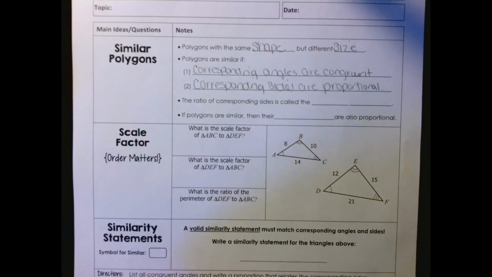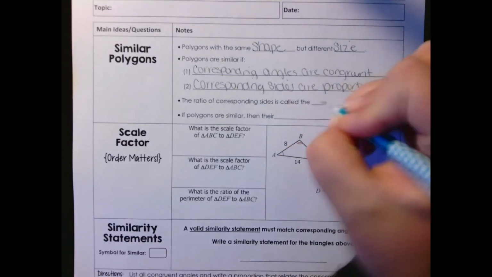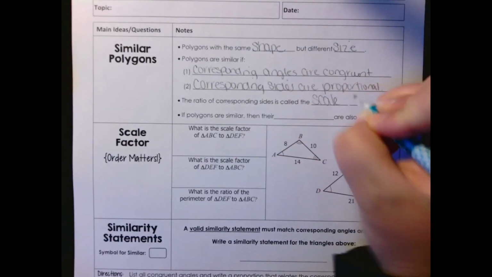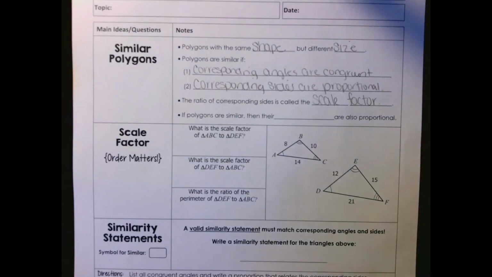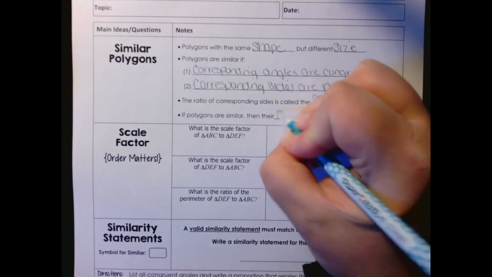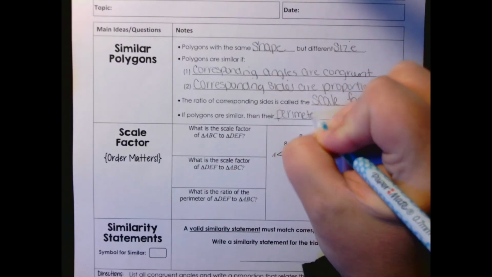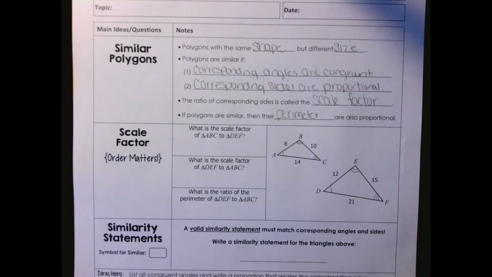The ratio of corresponding sides is called the scale factor. And then if polygons are similar, then their perimeters are also proportional. And a perimeter is when you add up the length of the outside of that shape. So for scale factor, we're going to look at an example.